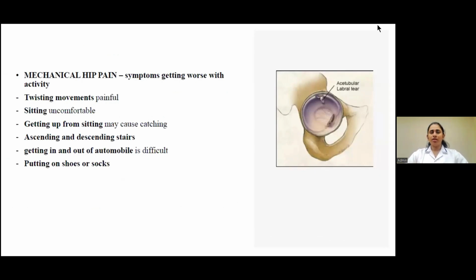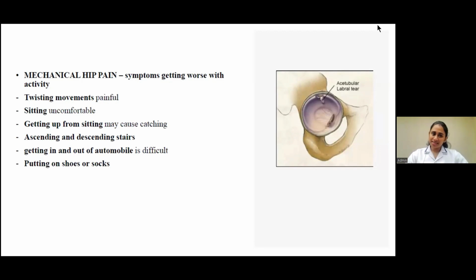The most common one we normally come across for a hip condition is mechanical pain, where twisting movements are quite painful. Sitting for a long duration is going to be uncomfortable. Getting up from sitting can have a snapping kind of sound, or it can be catching.